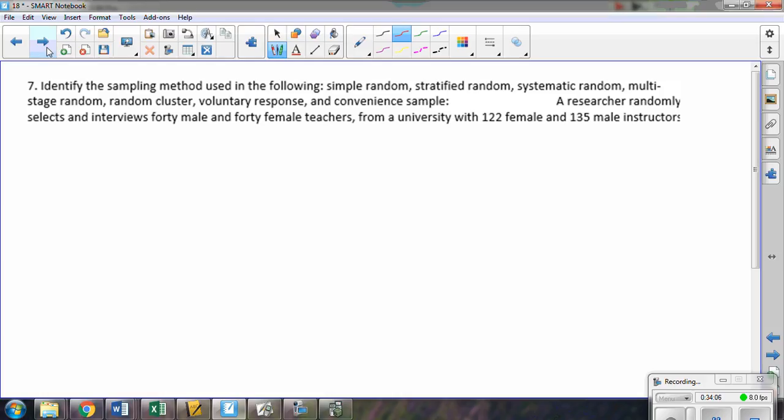Okay, question 7. Identify the sampling method used. Well, before we go on to this part, we're going to have to go through and put down some notes. So I'm not even going to look at the question right now, and instead just start looking at notes. Simple random. In a simple random sample, you have one huge list, and then you just pick people out of there bingo style. Second one, stratified random.